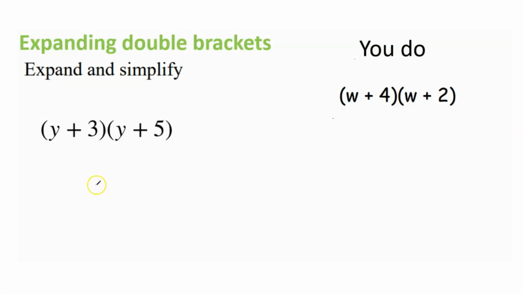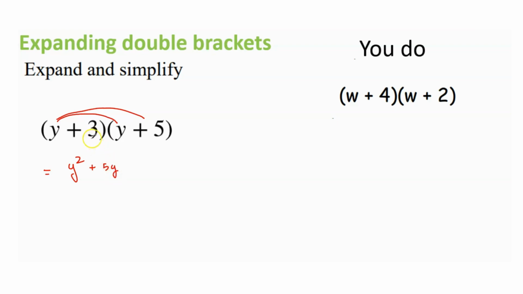When expanding double brackets, we use each term in the first bracket to multiply by the terms in the second bracket. For example, I use y to multiply by y there, so I get y squared. Then I use y to multiply by 5, so I get 5y.